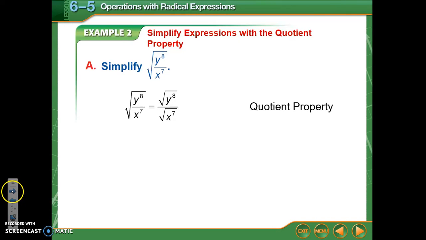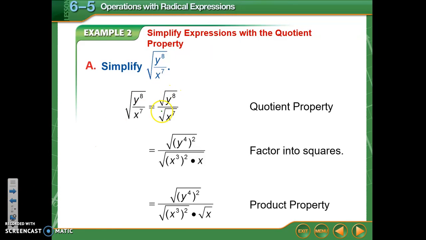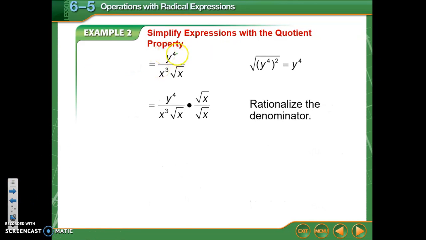So we use the quotient property, and then I simplify. So the square root of y to the 8th we know is y to the 4th. And then the square root of x to the 7th, notice the way they're breaking it up here, x to the 6th times x, right? So that's how they're breaking it up, because x to the 6th is a perfect square. And then that leaves me with y to the 4th over x cubed times the square root of x.